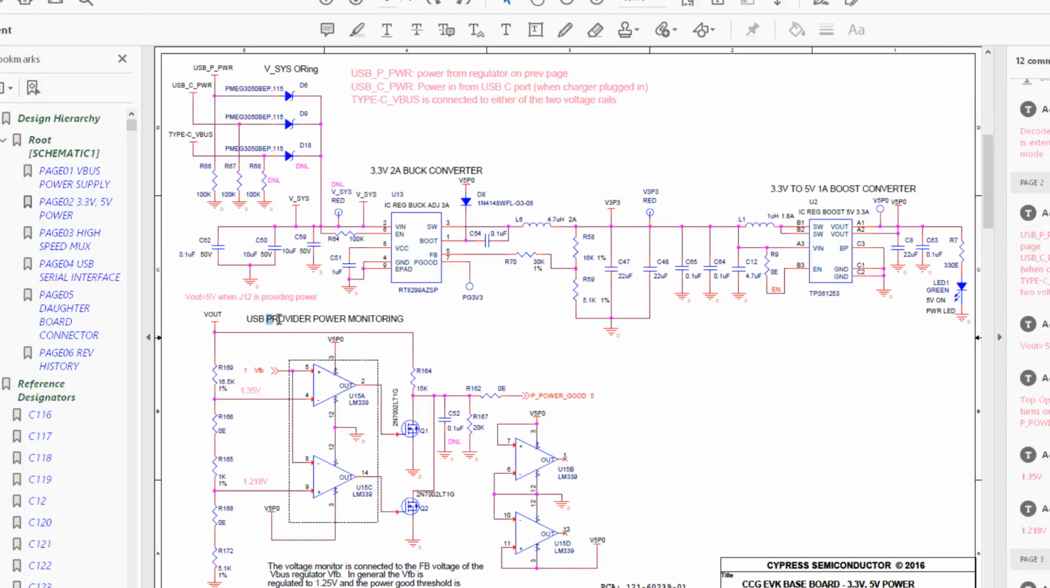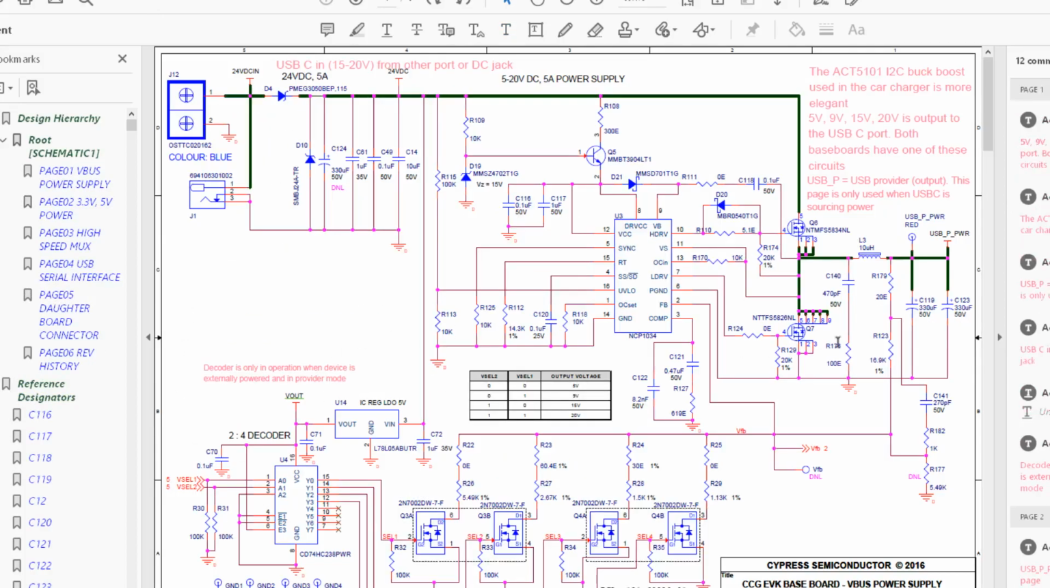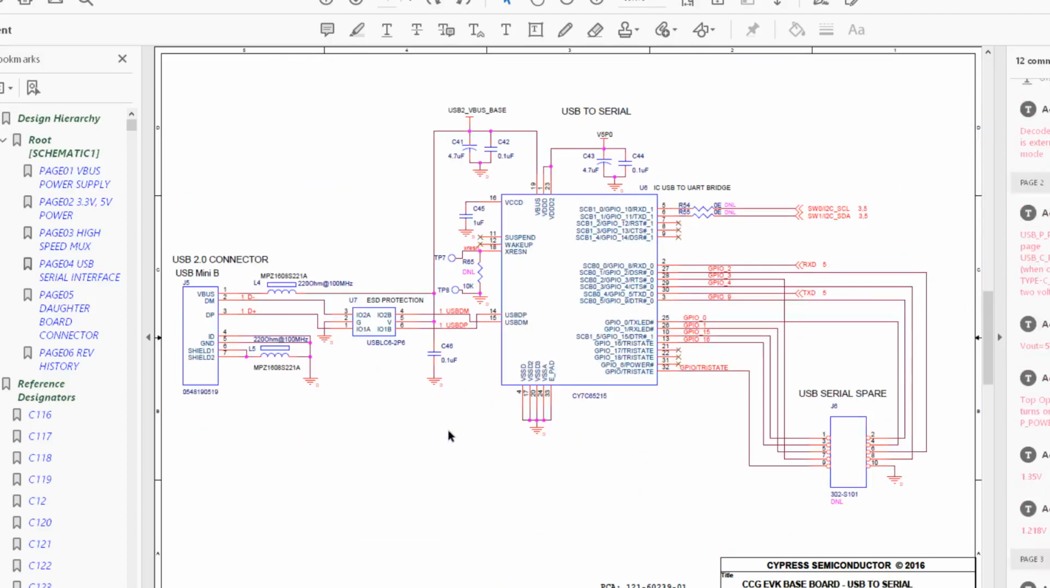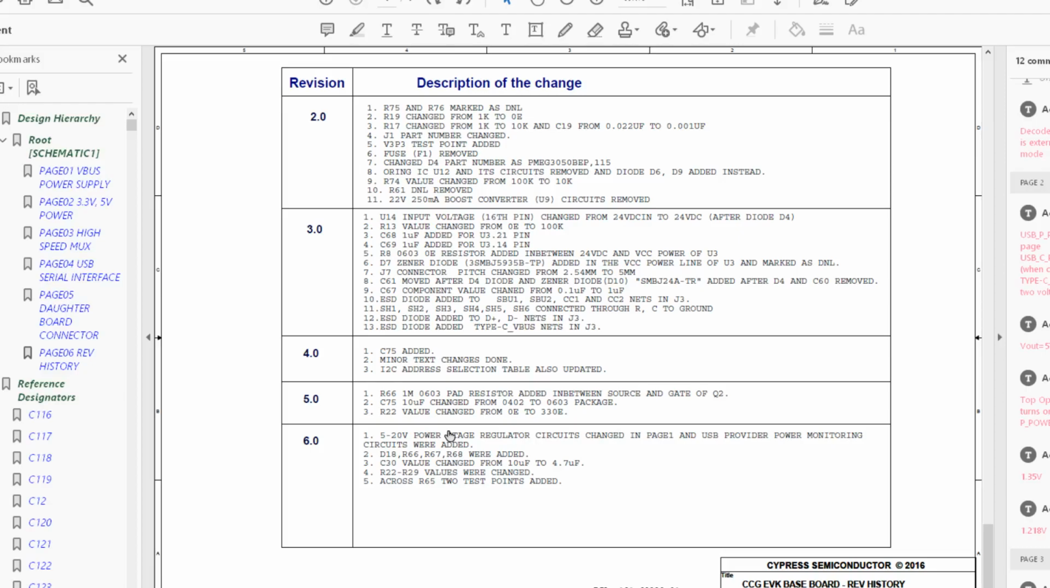You don't need USB power providing monitoring. That makes sense to do that because you've got 2 providers. It makes sense to keep this circuitry. I would probably change that to an I2C one. It means you have a greater variety of voltages. Obviously, you need some software for that. Yeah, that's an overview of the CCG4 and the schematics behind it.